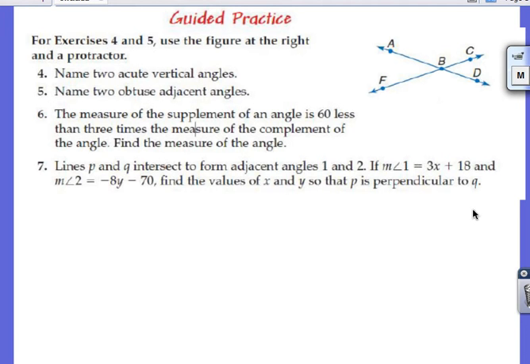Alright, in this video we're going to talk about just the same thing we've been doing. Angle relationships. This is just a guided practice, which is really the same thing as the examples. So let's go with number 4. Here's our illustration, or our models I call it. They want two acute vertical angles.